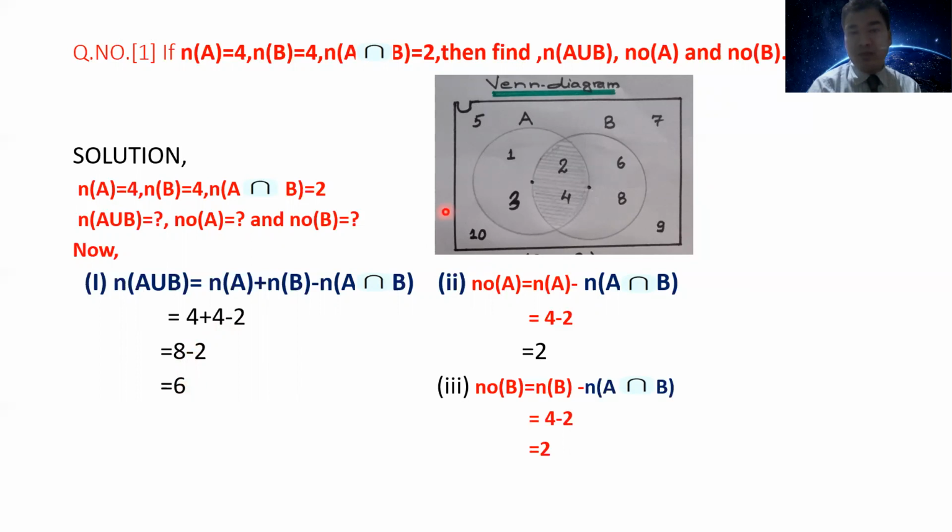Whether it is correct or not, we can check. In A and B, are there 6 elements or not? You can check: 1, 2, 3, 4, 5, 6. There are altogether 6 elements in A and B both. That is n(A union B).